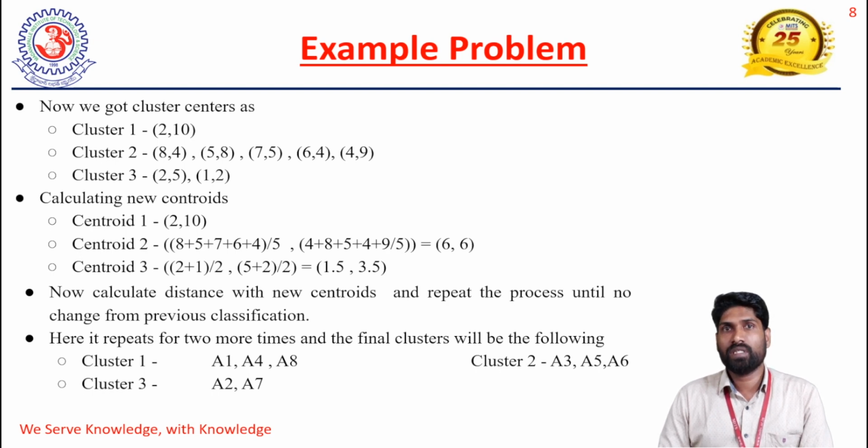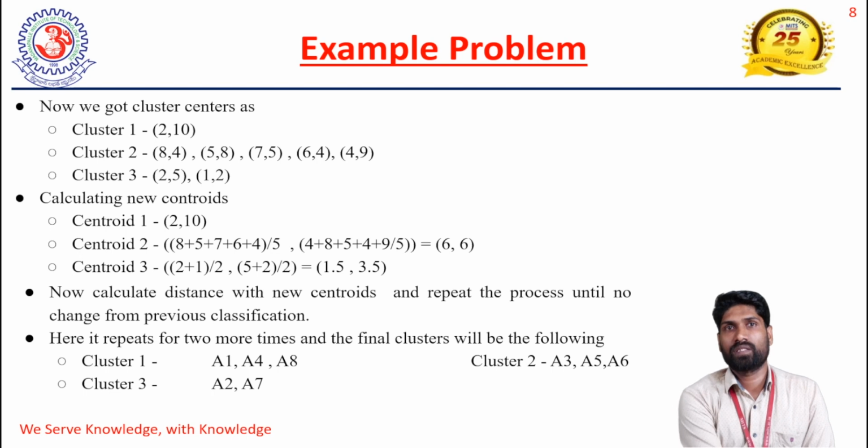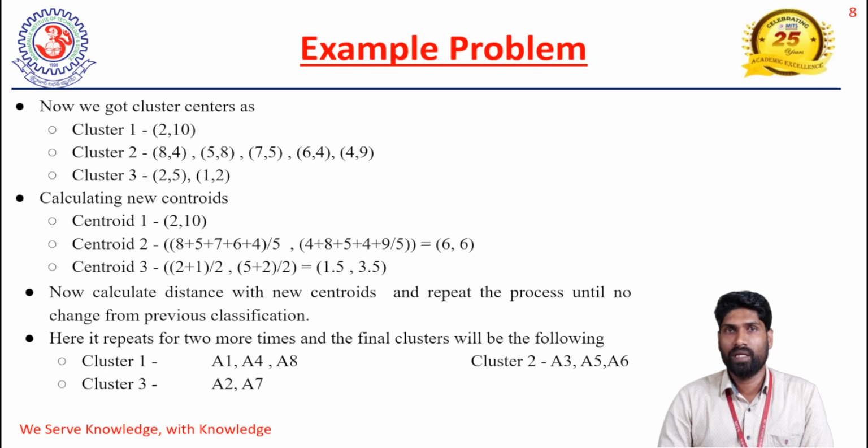So for the easiness task, we are making it cluster. Wherever we wrote C1, we marked it as cluster 1. Only one C1 was there, that is 2, 10. Then you can see C2, cluster center 2, five times: 8, 4, 5, 8, 7, 2, 6, 4, 4, 9. All these come under cluster 2, C2. Now C3 you can see two times, 2, 5 and 1, 2. That we can write for the easiness of mathematical calculation.